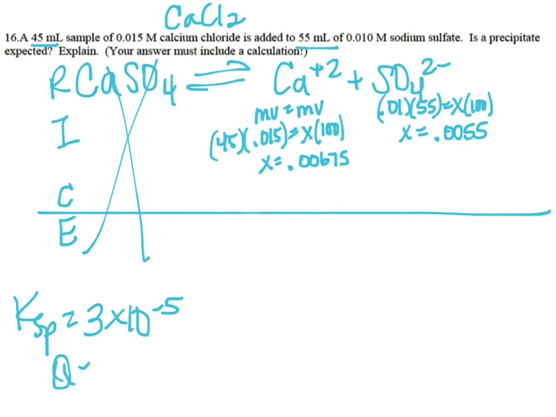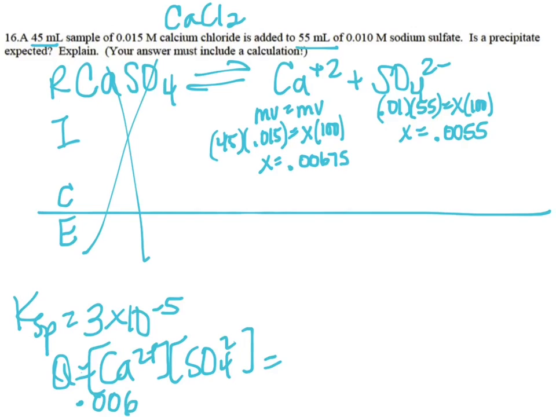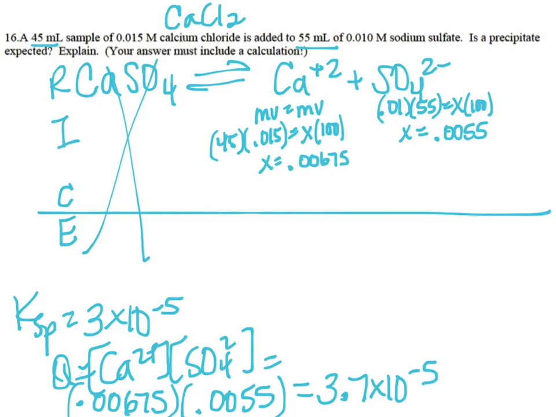So Q is going to be equal to calcium times sulfate, and that is going to be 0.00675 times 0.0055. So what is the value for Q? 3.7 times 10 to the negative 5th? Okay, so how is Q related to K? K is 3 times 10 to the negative 5th. Q is 3.7 times 10 to the negative 5th. Q is smaller or greater? It's greater than K. So are we going to shift left or right? We're going to shift to the left.